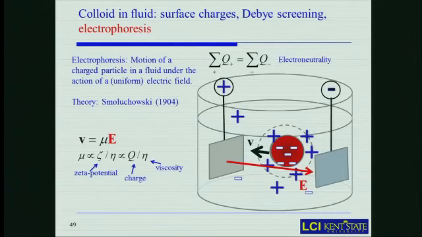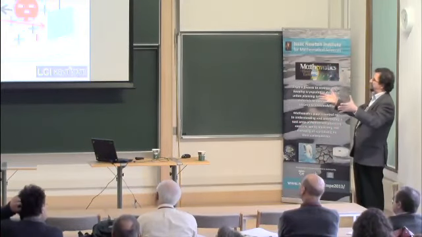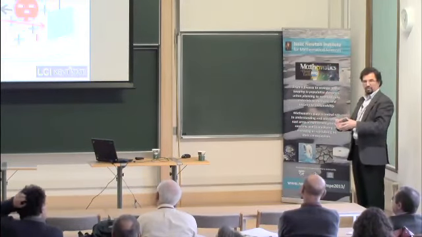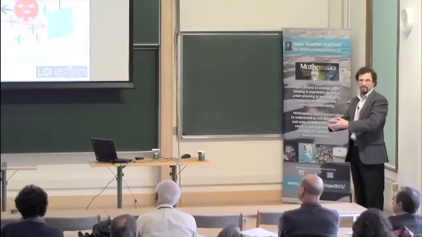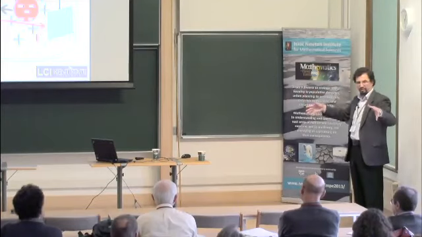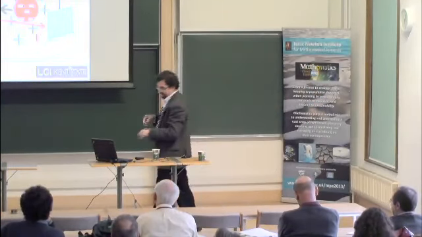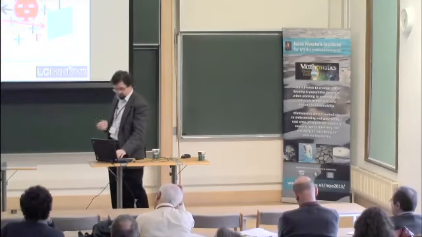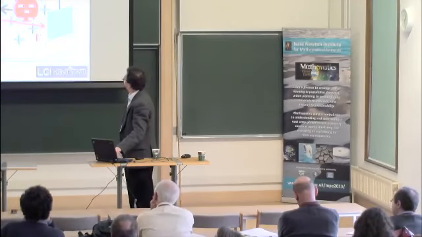So you have a charged particle in an isotropic fluid, and you apply an electric field. The system is electroneutral in general, but the fact that the charge of one polarity is sitting on this particle, and the other charges, counter ions, are floating in the fluid, leads to the motion of the particle in the applied electric field. And this velocity is proportional to the electric field, so it's a DC effect, very well known.